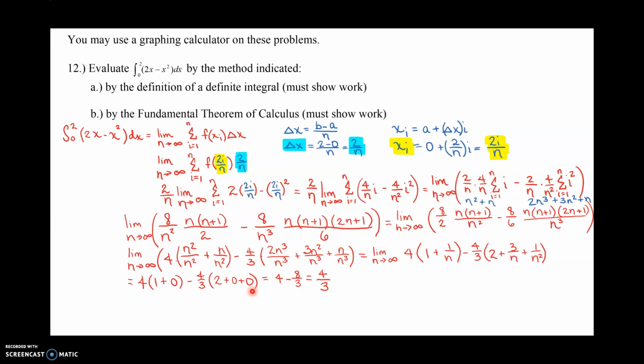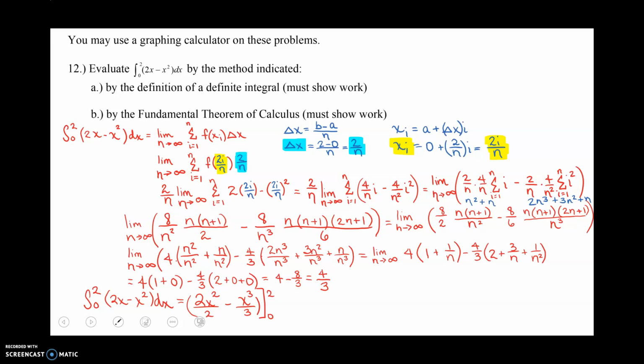The second part of that problem says to find the value by the fundamental theorem of calculus. Now that is our shortcut, but because this is on the calculator page, notice it says that you must show work. So you can't just throw this one into your calculator. You do have to show us how you use the fundamental theorem of calculus to work it out. So fundamental theorem of calculus is just our normal integration.